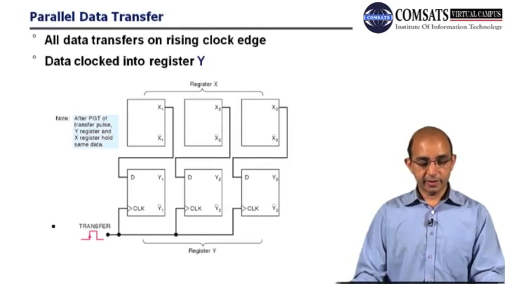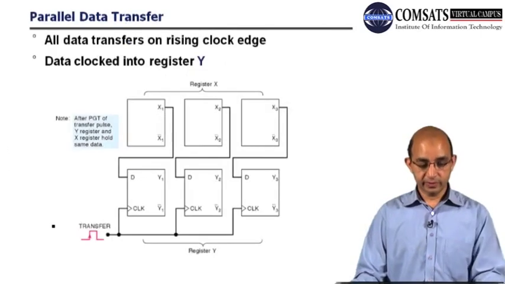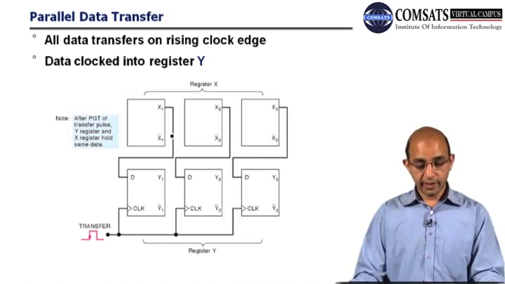So again, parallel data transfer. In the previous scenario, we had parallel loading. Here we are talking about parallel data transfer. You can see that we have two registers, register Y and another register X. We have flip-flops, and these are D flip-flops, clocked with the same clock.